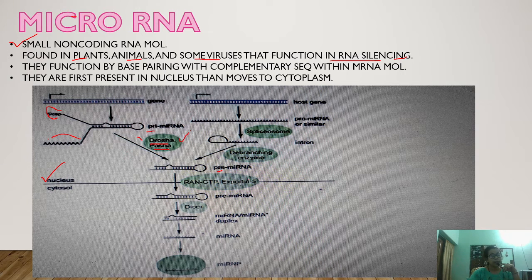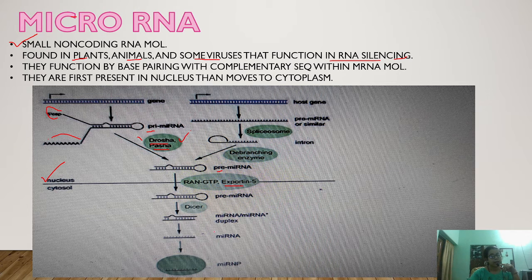Then a protein known as Exportin 5, a transporter, helps in the transport of this pre-miRNA into the cytoplasm region, obviously with the help of GTP, from the nucleus to the cytoplasm. After coming to the cytoplasm, the same process takes place as in the siRNA.